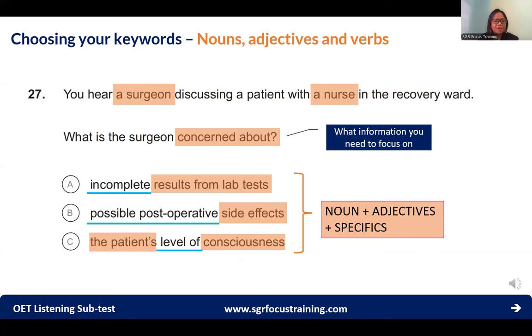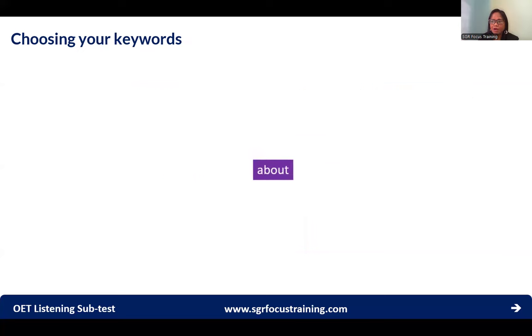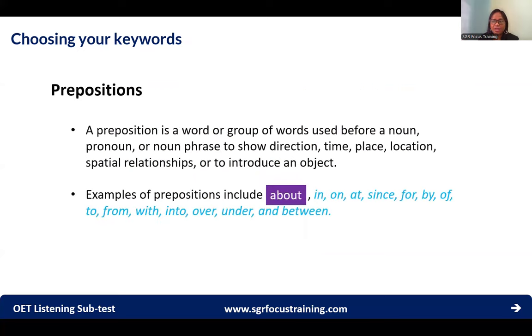Everything there must be a match to your recording. Now, one of the words that we've worked on today is the word about. Now, about is actually a preposition. So a preposition is a word or group of words used before a noun, a pronoun, a noun phrase, etc. Examples of other prepositions include in, on, at, and over, under, and between.